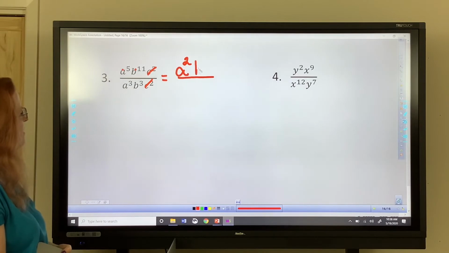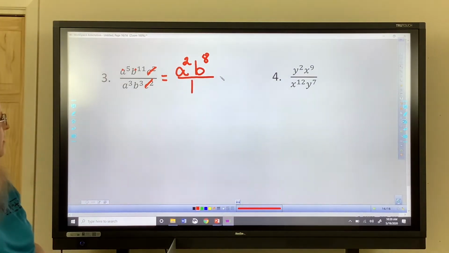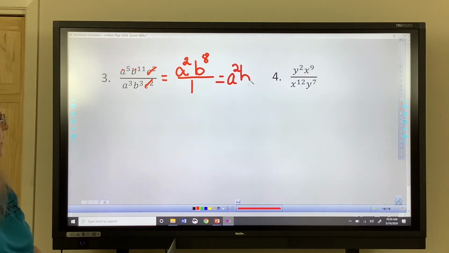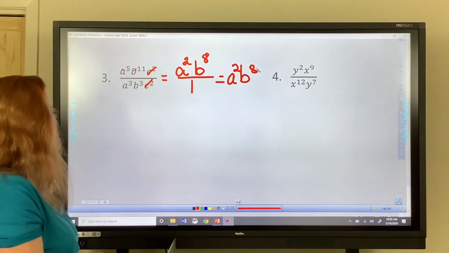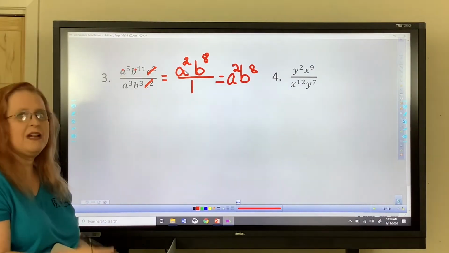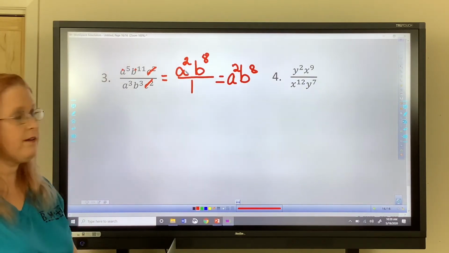And b, 11 minus 3 is 8. And if you put the 1 on the bottom, it's not going to change anything. So then you can rewrite it as a squared b to the 8th. And it's, again, not necessary to have the 1 on the denominator. It's mandatory to have it in the numerator if nothing is written there.